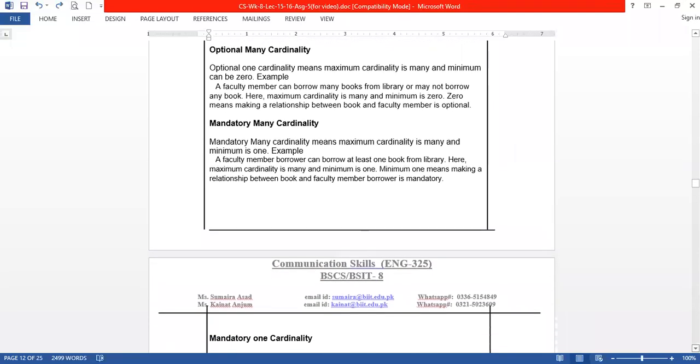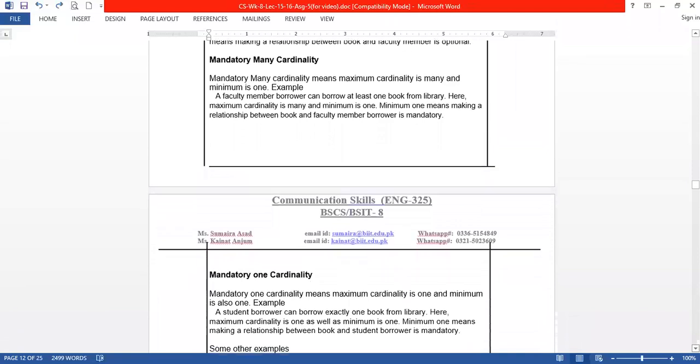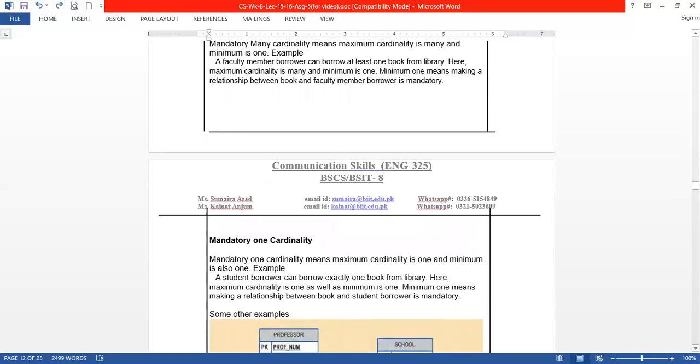Then we have mandatory one cardinality. It means maximum cardinality is one and minimum is also one. Just like a student can borrow exactly one book from the library, maximum cardinality is one as well as minimum is also one. So this is about the different relationships and cardinalities.